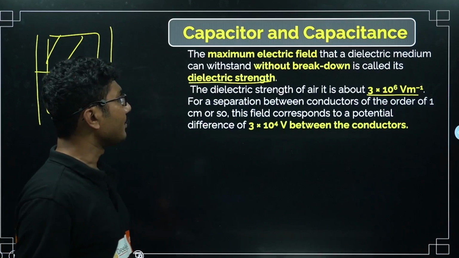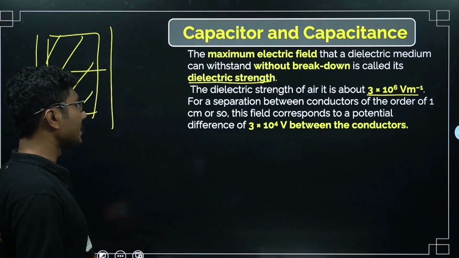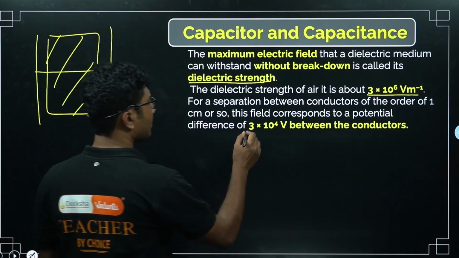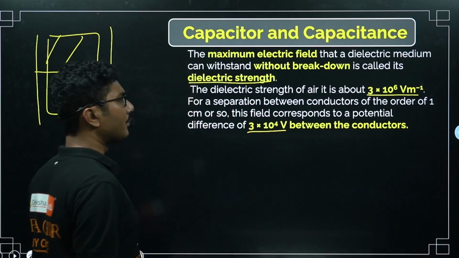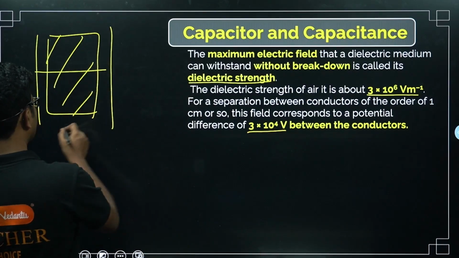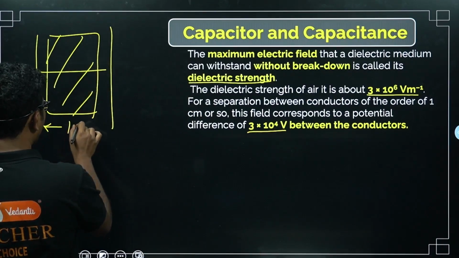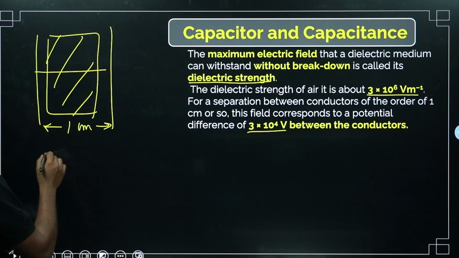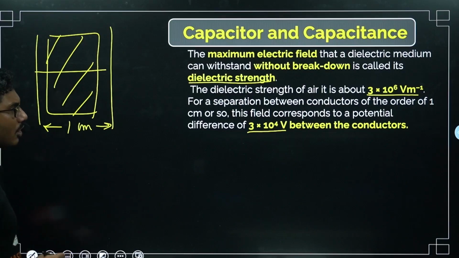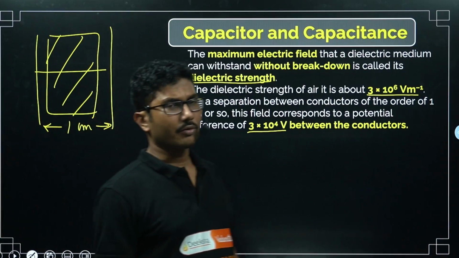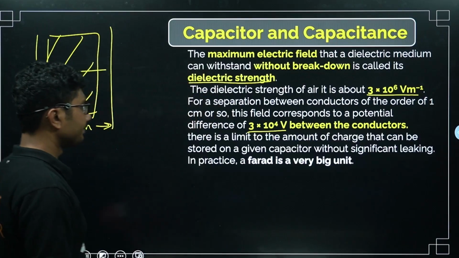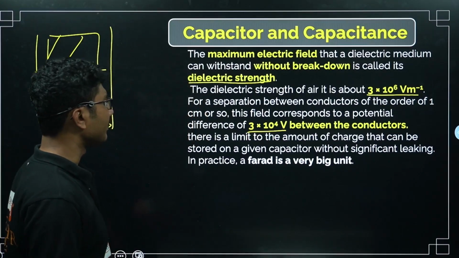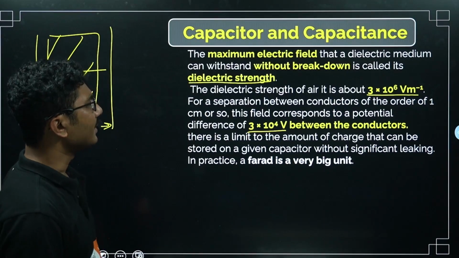For a separation between the conductors of the order of 1 centimeter or so, this field corresponds to a potential difference of 10 to the power of 4 volt between the conductors. So if you keep the distance between the conductors at 1 centimeter, then this is of the order of 3 times 10 to the power of 4. There is a limit to the amount of charge that can be stored on a given capacitor without significant leaking.